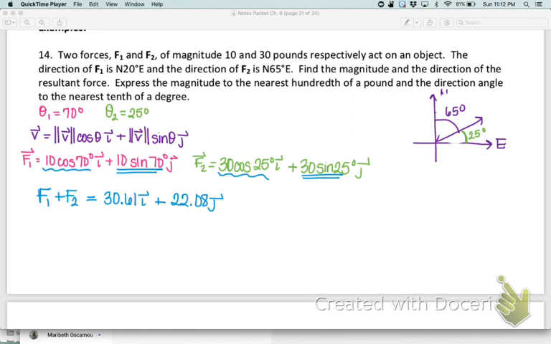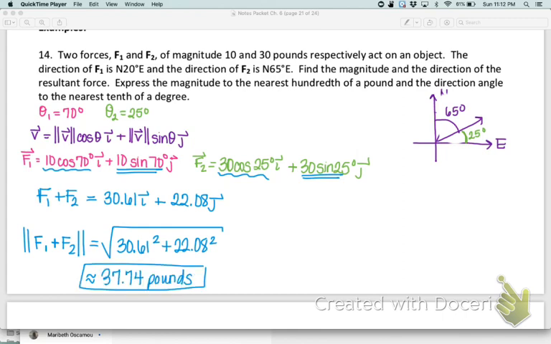Well, the magnitude is going to be just Pythagorean theorem. So we want the magnitude of F1 plus F2. So that's going to be the square root of 30.61 squared plus 22.08 squared. And obviously that's not going to come out nicely. They told us to round this to the nearest hundredth. So that's going to be 2 decimal places. And putting that in my calculator, I get 37.74 pounds. The force is being measured in pounds. They told us that with the magnitude. So this one is also going to be in pounds.